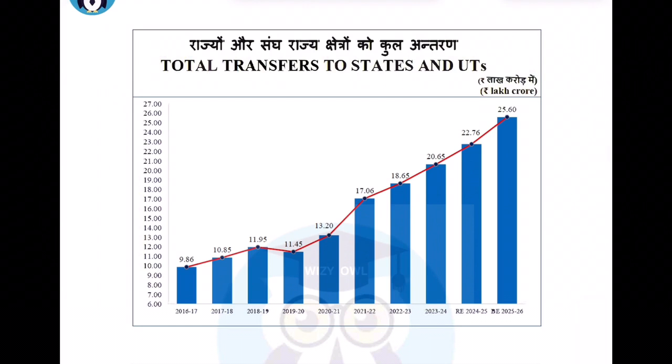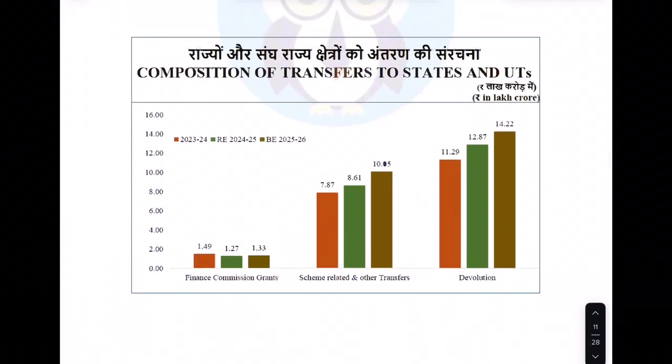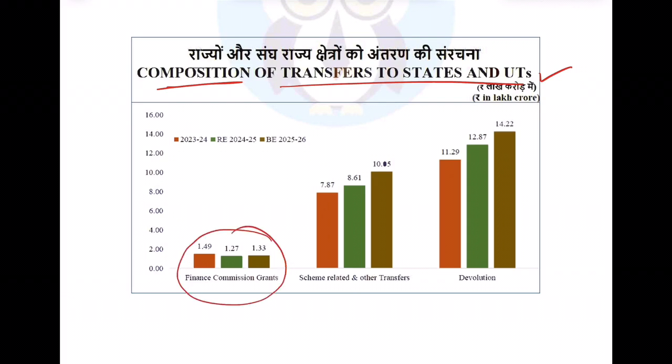Similarly, total transfer to states and UTs also has an increasing trend. Now, how much and from where, the composition of the transfer to the states and the UTs, like from the finance commission per year. There has been an increase. So there has been devolution to the states and the UTs in a much larger quantity.